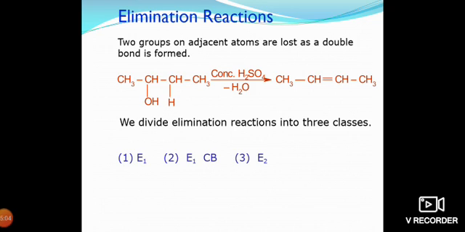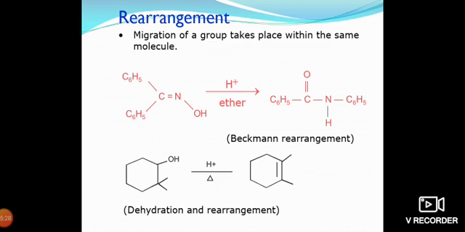Elimination reactions. Generally, elimination means eliminating molecules from adjacent carbons to form an unsaturated system. Like this, here we are taking 2-butanol, eliminating a water molecule to form 2-butene. Elimination reactions are of three types: E1, E1Cb, and E2.